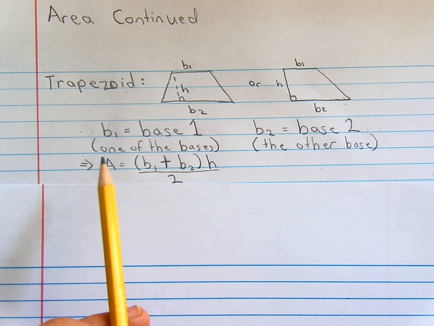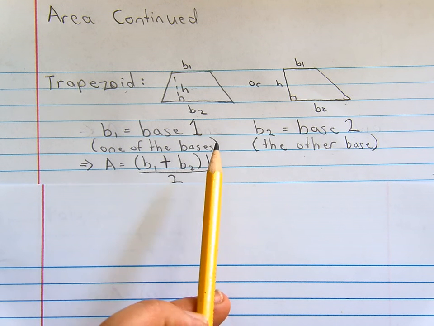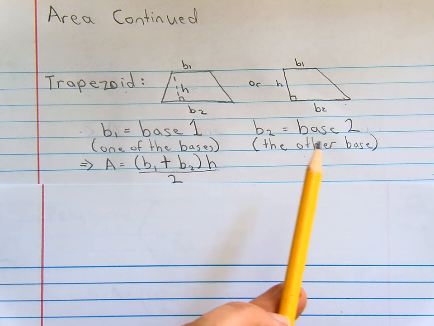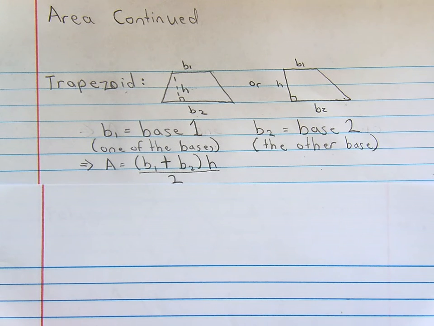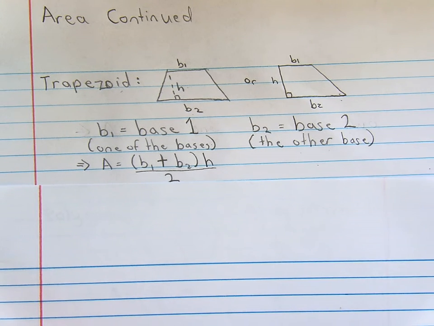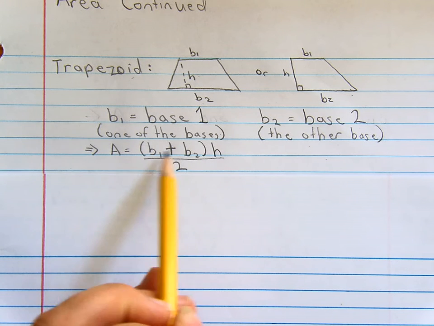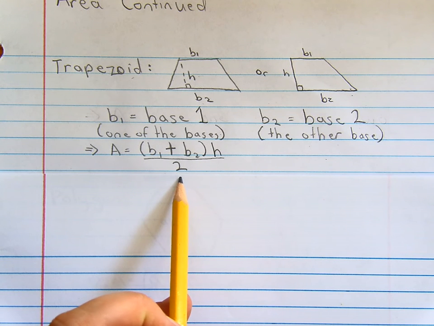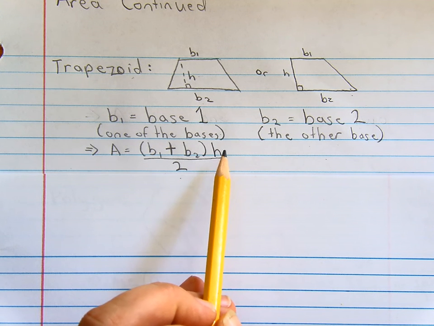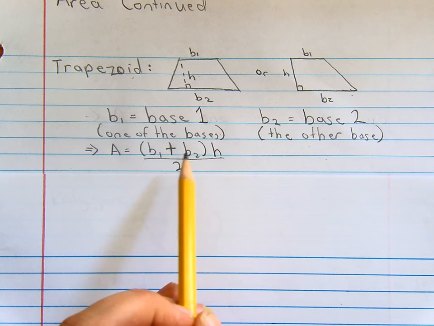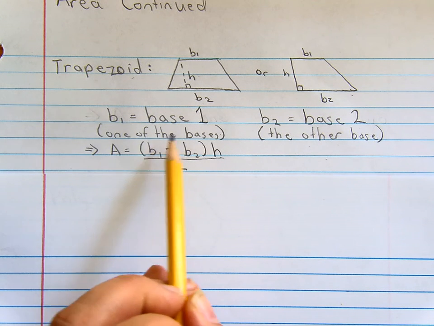And it really doesn't matter, base 1 is one of the bases and base 2 is the other base, the second base. So to find the formula, it's kind of more like an average, where you're going to add them up and divide by 2, and then that average you're going to multiply by the height, is one way to think about it, that you need to add them.